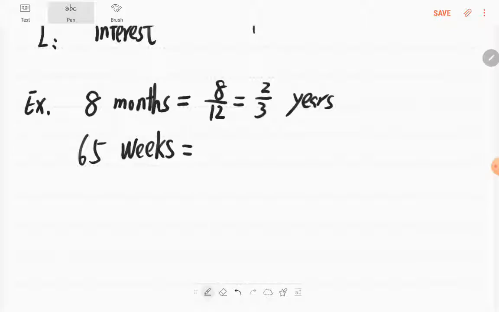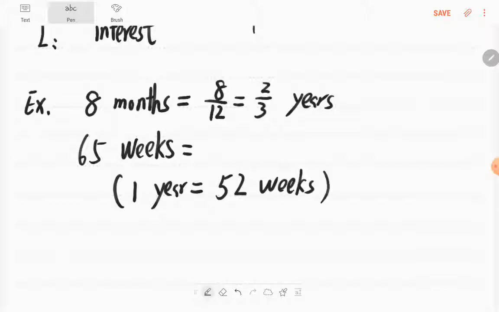In general, we will use this relation: 1 year is equal to 52 weeks. So 65 weeks is equal to 65 over 52 years. Of course you can use a calculator to get an approximation. 65 divided by 52 equals 1.25 years.